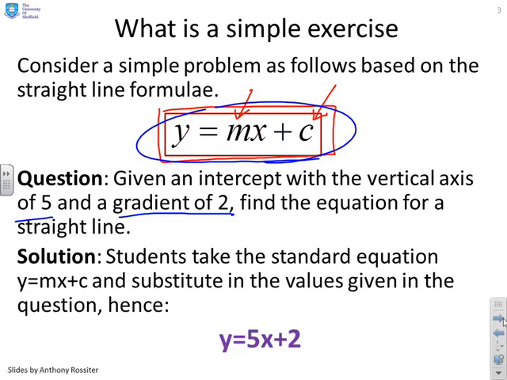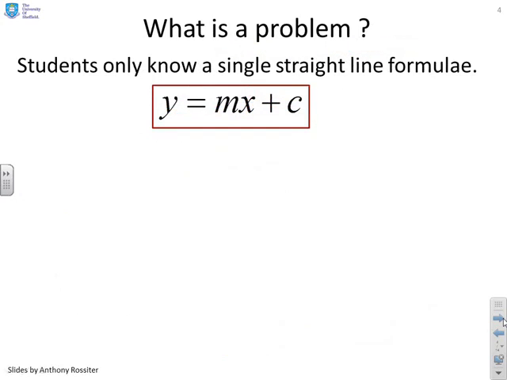And so they'll end up with an answer, which I've got back to front, and these things just happen. The gradient was 2, so you've got 2x, and the intercept was 5. 2x plus 5. That's an example of a simple exercise. You're simply going through the steps. A computer could do that. You don't need to be clever. You're just taking the numbers and plugging them straight in.